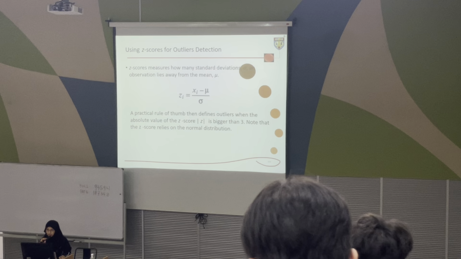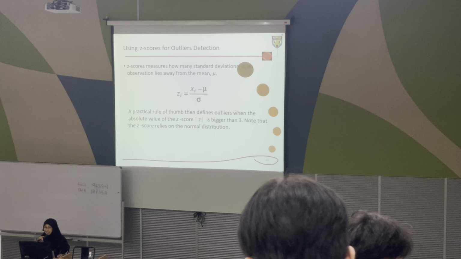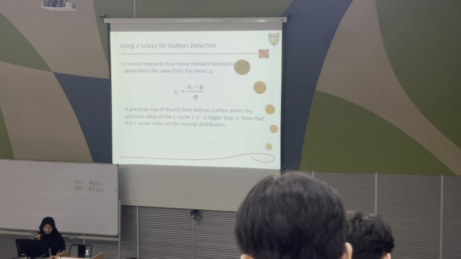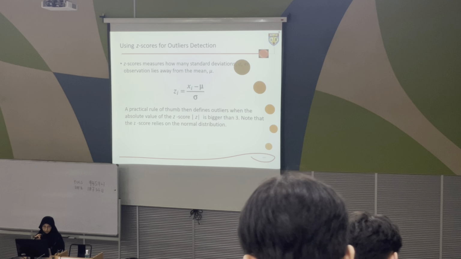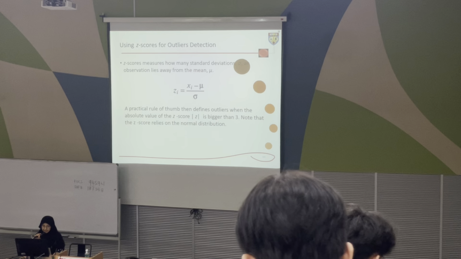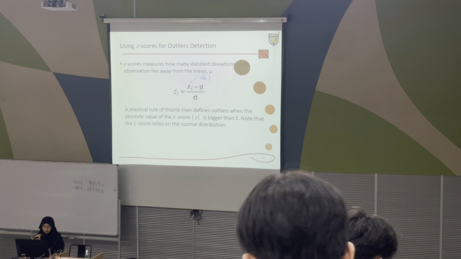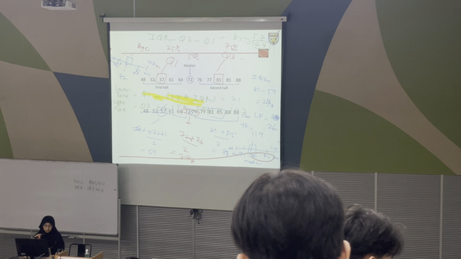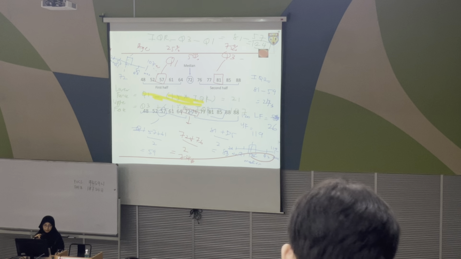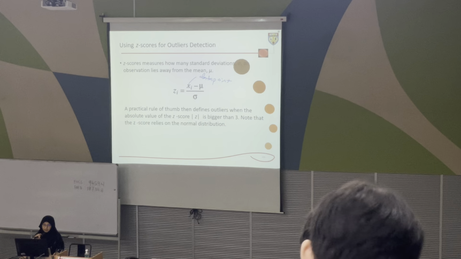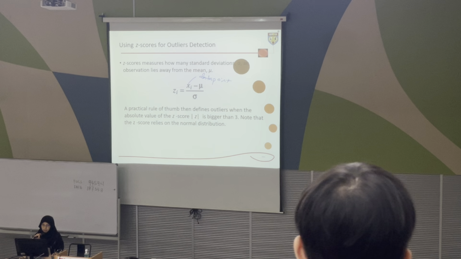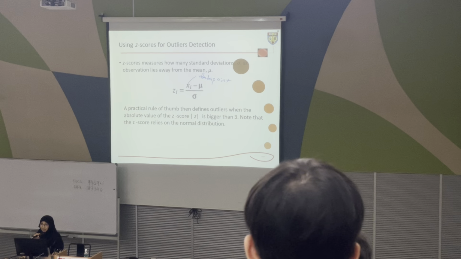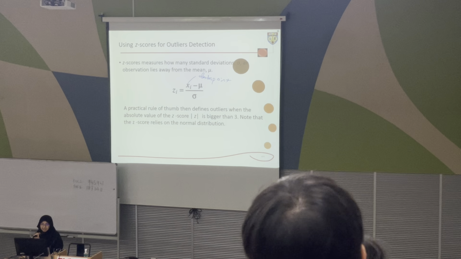Okay, and then another way to detect the outliers is to use the Z-score. This is the formula for your Z-score. We have X here, and X is your data point as usual. In this case, 48, 52 is your data point. Mu here is the mean value, and this one is sigma. The sigma symbol is your standard deviation.